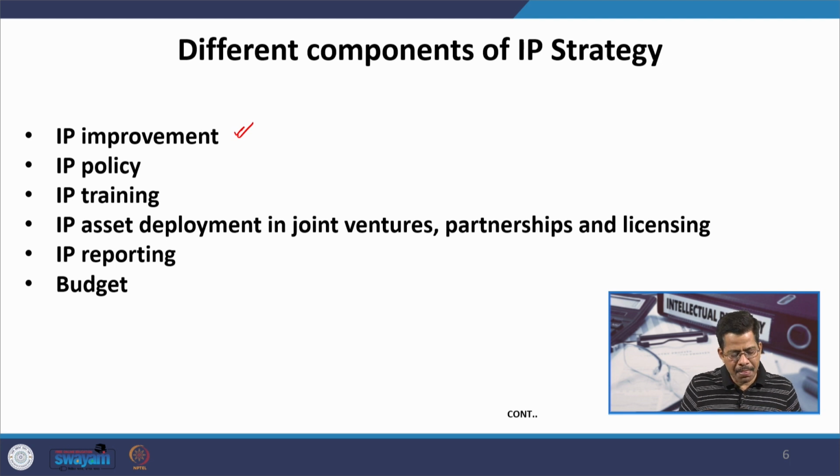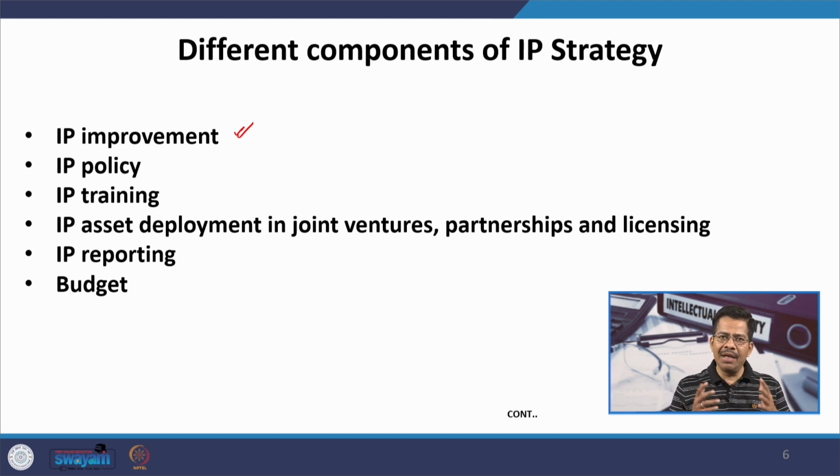IP reporting, which is similar to IP monitoring, is about how my IP assets are performing, and whether the expected gain, expected profit, expected increase in market share, etc., is happening because of these IP or not. So, that is about IP reporting.